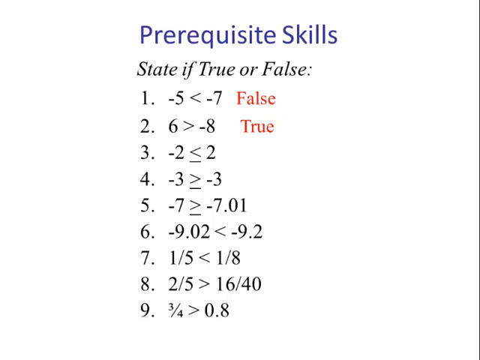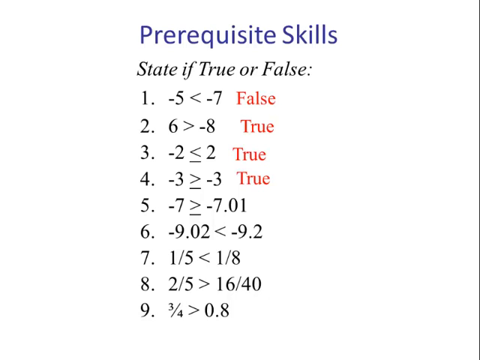Number 3, -2 is less than or equal to 2. This is true. A negative is always smaller than a positive. Number 4, -3 is greater than or equal to -3. This is true. -3 equals -3.